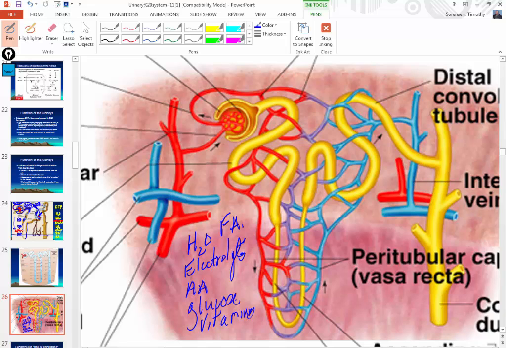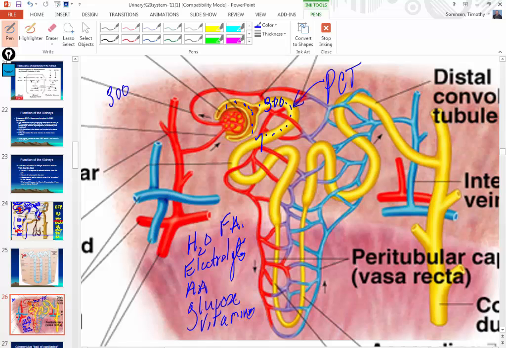All right, so watch. The stuff that is filtered by the glomerulus is caught by this little capsule that surrounds the glomerulus called Bowman's capsule. And then it's going to enter the first part of the collecting ducts. And the first part is called? That's right, the PCT, the proximal convoluted tubules. Now, the normal osmolarity of the blood is about 300. So the filtrate, the stuff that is filtered, also has an osmolarity of 300.